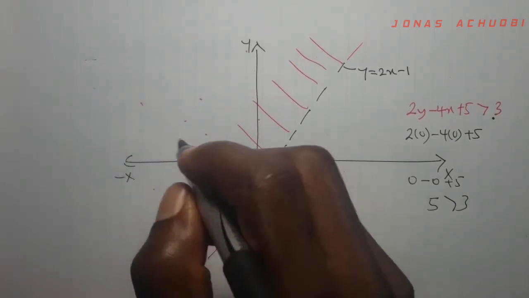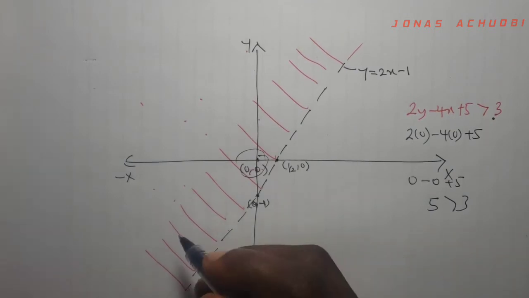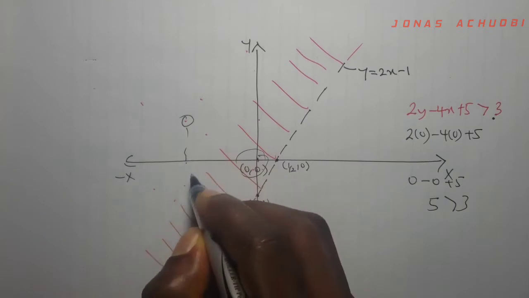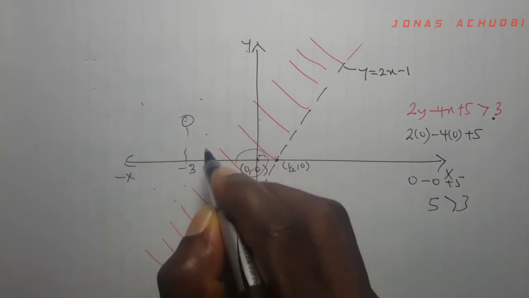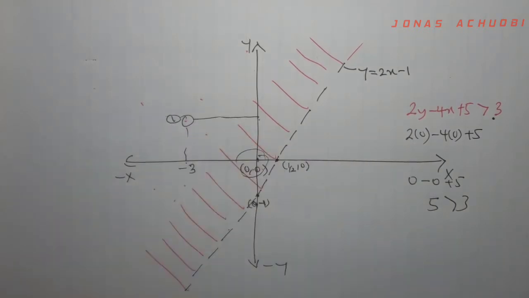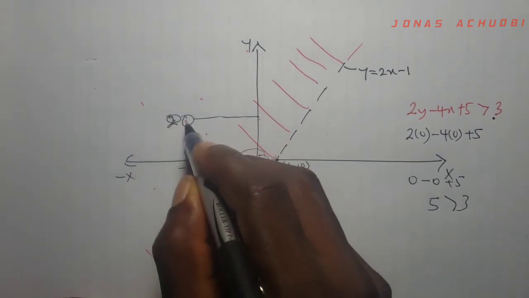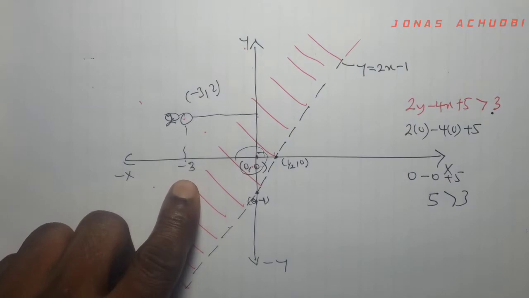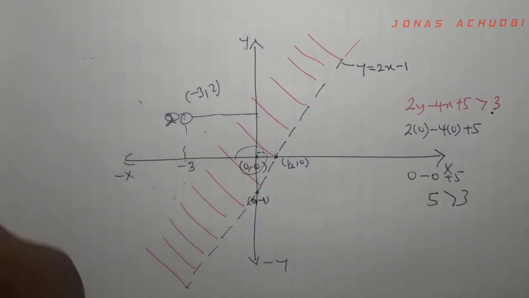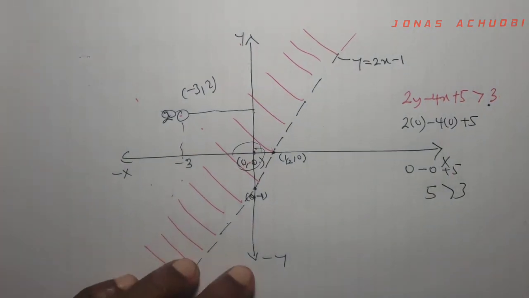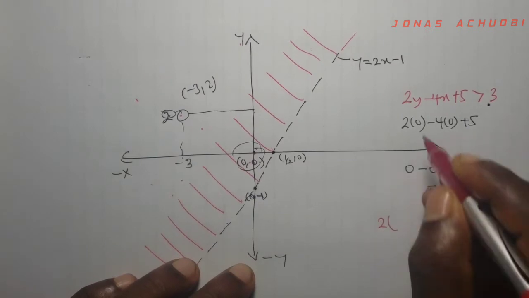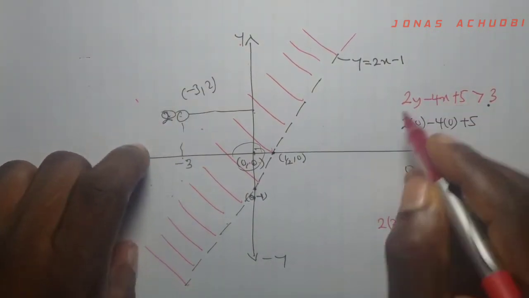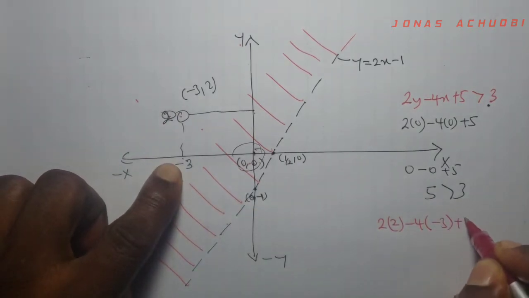Let's pick one more point so that we can be clear about this. Let us assume we pick a point here. Let's assume this point is, say, minus 3 and 1, or let's just say 2. This point is minus 3 and 2. So x is minus 3, y is 2. Let us see if it satisfies the inequality. So 2 times y, where y is 2, minus 4 times x, where x is minus 3, plus 5.